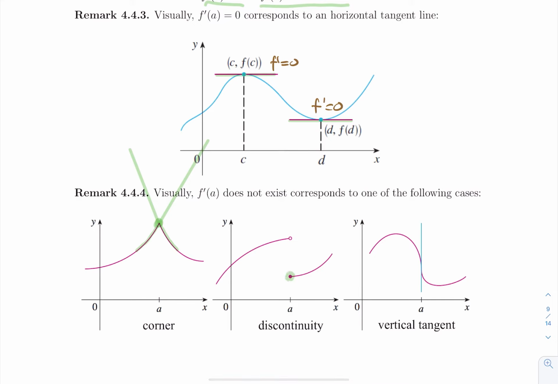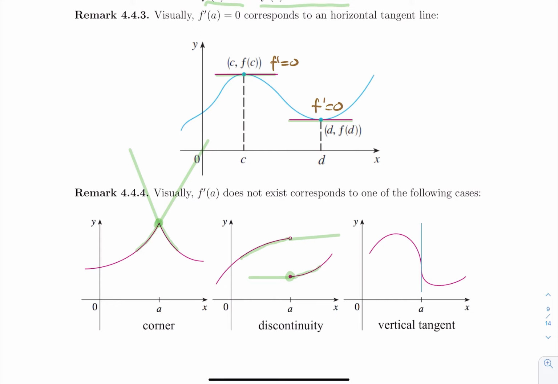Here, again, think about the physical intuition behind a slope of a tangent line. If you're approaching the point a from the right side and you're going off road, and if you're approaching a from the left side and you're going off road, you have two different tangent lines, so it's completely messed up.